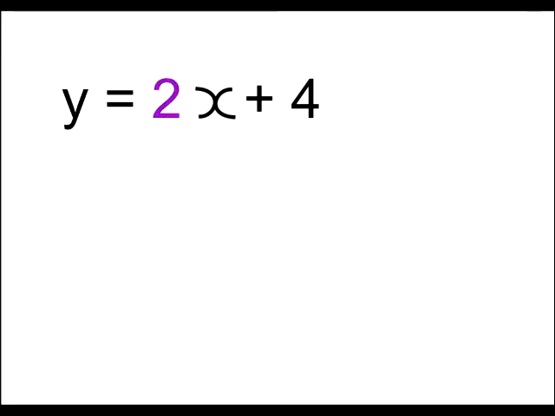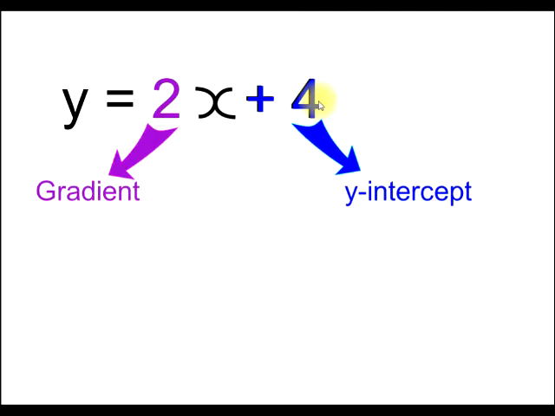So this means it's with a 2. This is the gradient because it's the bit with the x. That means it's a positive number, so it's going in the positive direction. And 4 is the bit on its own, not directly with the x. You could say it's attached, but not like this. It's not together with it. It's separated by a sign. So that means it's crossing the y-axis at 4, so up onto 4.